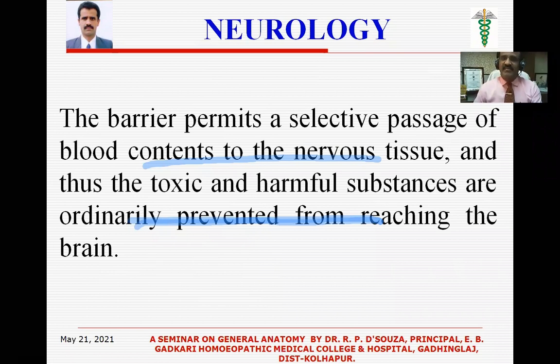The barrier permits a selective passage of blood contents to the nervous tissue, and thus toxic and harmful substances are ordinarily prevented from reaching the brain. Now this is the reason why we have a blood-brain barrier. I hope you got what exactly I mean to say, that the brain requires protection, and certain toxic and harmful substances which may cause harm to the brain are prevented from reaching the brain. For that purpose, you require a blood-brain barrier.